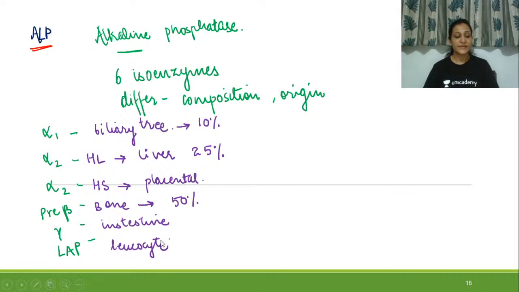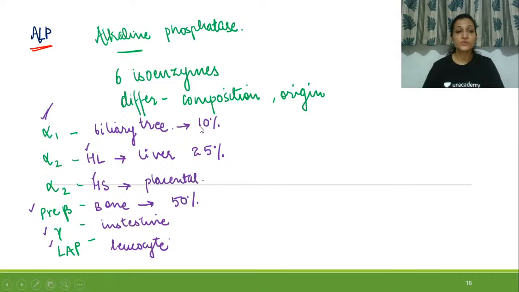So alkaline phosphatase, their composition is different. That is the chains, alpha 1 chain, alpha 2, and alpha 2 itself is of two types, heat labile and heat stable. Then pre-beta, gamma and LAP, and how much they are contributing to the total activity. Alpha 1 is contributing to 10%, alpha 2 heat labile is contributing to 25%, and pre-beta is contributing to 50%. So this is how alkaline phosphatase is categorized.